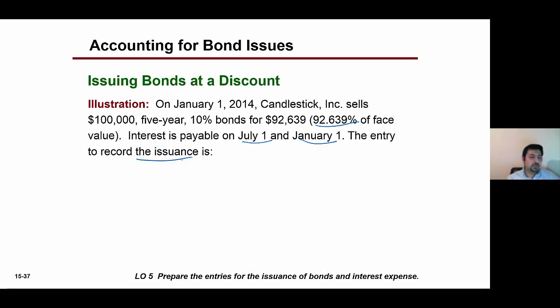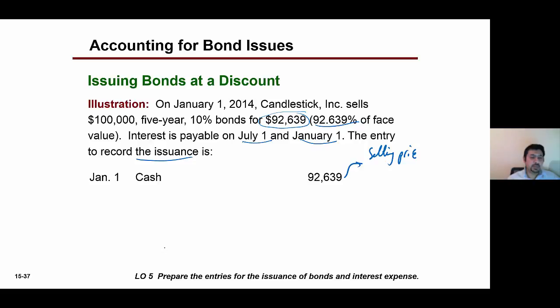It is important to remember something. Whenever the company issues bonds, the company will be receiving cash in return for bonds payable. The amount of cash received will be the selling price. So the company will debit cash, $92,639. This is based on the selling price.